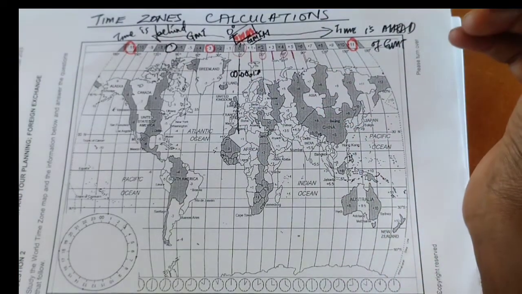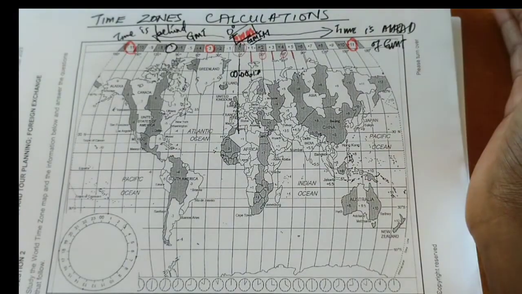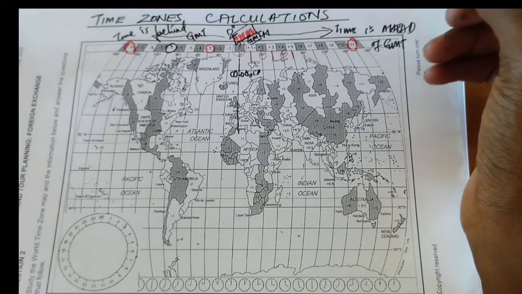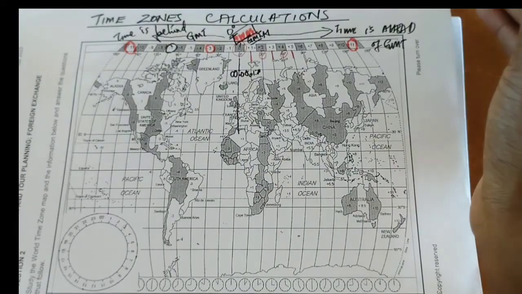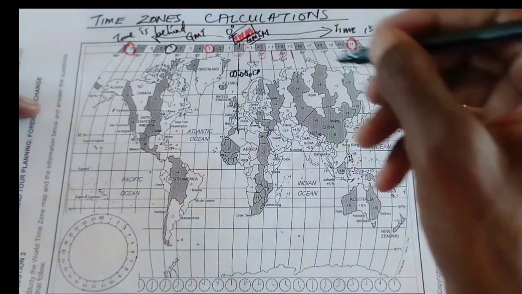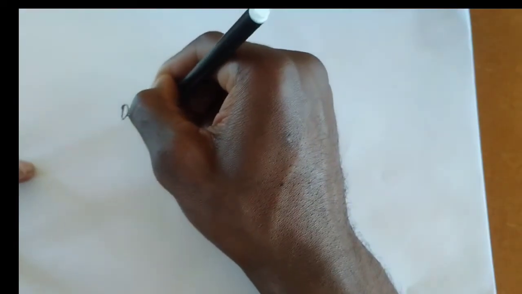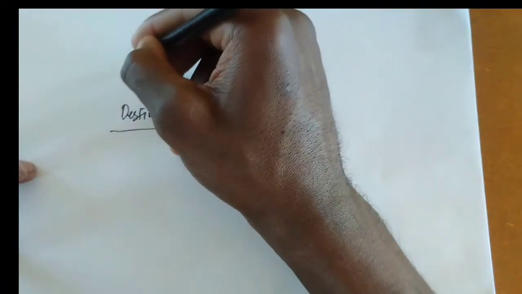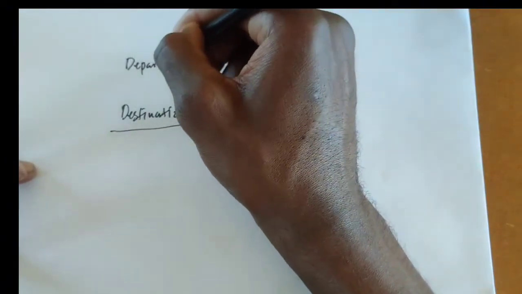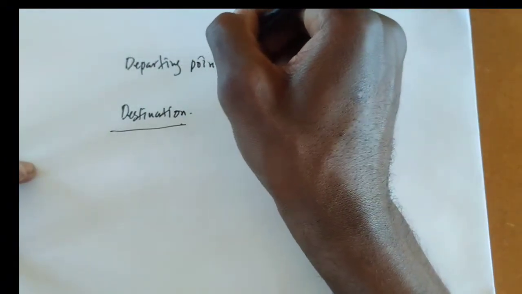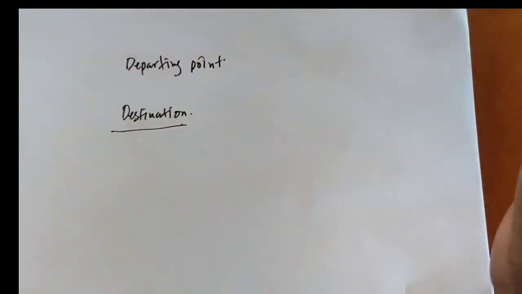Now, I want us to be very, very careful. When you are calculating the times on time zones, you have to be sure which one is the destination. So I'm going to give you simple examples. You're supposed to know the destination, and you're also supposed to know the departing point. Now, these are very, very important.